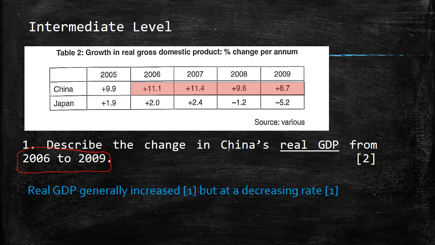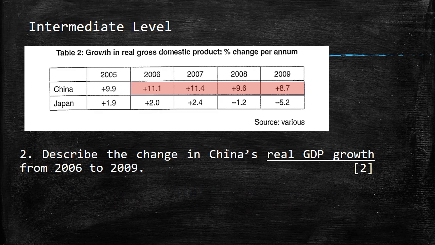Because the question is about real GDP, the answer here is real GDP generally increased but at a decreasing rate. How do we know? Why generally increase? Because it's all positive percentages. But why at a decreasing rate? Because the percentages are falling. I hope you understand now the difference between real GDP absolute level and real GDP growth, which is a percentage term.